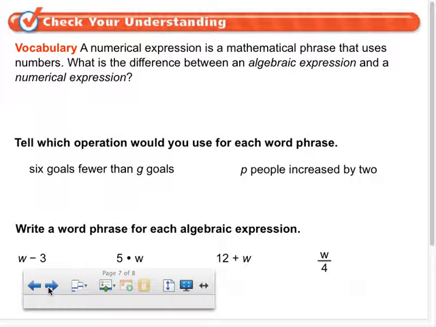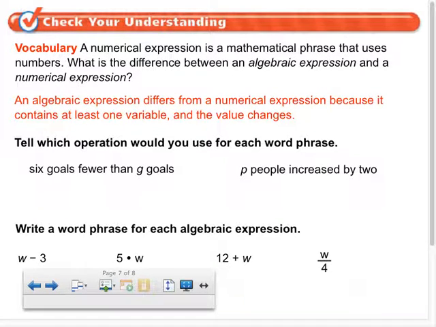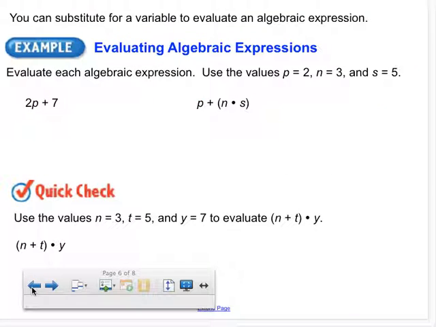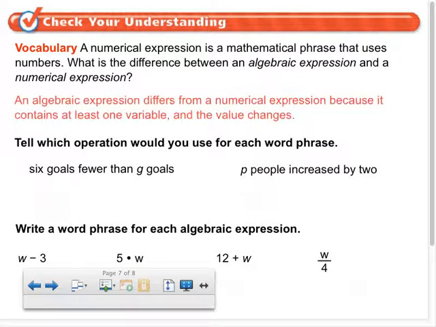Okay, the book goes one step further and they explain it this way. So here's the book's answer. An algebraic expression differs from a numerical expression because it contains at least one variable and the value changes. So if we go back to this problem over here, notice that they assign these variables values, right? But they could have given them other values. Do you understand? So if we go back over here, that's really what they're saying. The value can change depending on what you assign the variable. Okay, are we good?